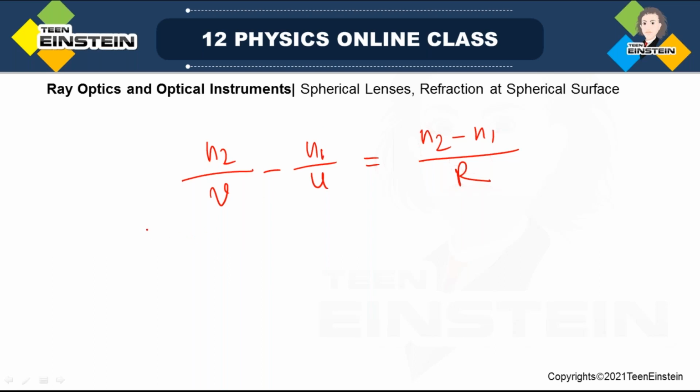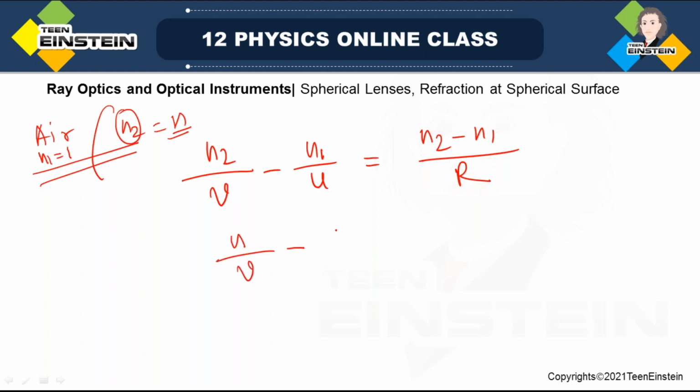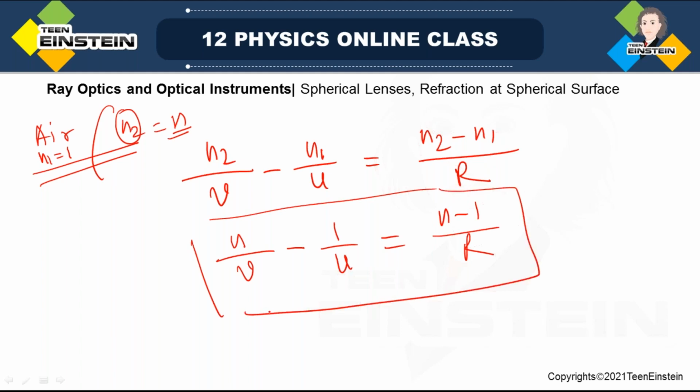So this is N1. Suppose the first medium, that means the medium at the left, is air, and this is some other medium having refractive index N. If we take that assumption, then air means N1 is equal to 1, and N2 is equal to simply N. If we put that, what we get, look, N over V minus 1 over U is equal to N minus 1 over R. So this will be your modified formula for that case. So you have to use this kind of formula.